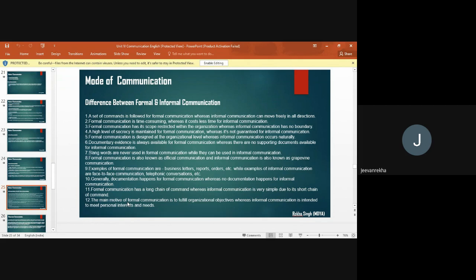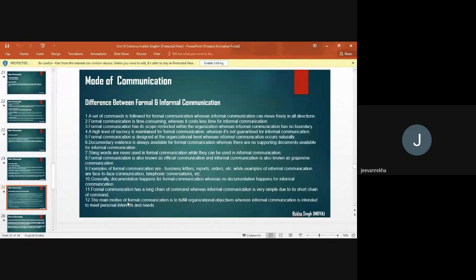So examples of formal communication are business letters, reports, orders, etc., while examples of informal communication are face-to-face communication, telephonic conversation, etc. In formal communication, they are using business letters, that is black and white. You cannot use slang language. Reports, that is black and white. Orders, this is also black and white. You cannot use any slang language.